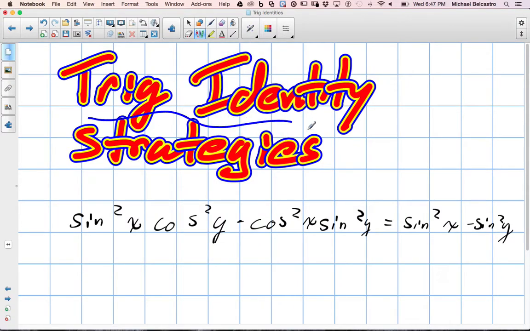Look at trig identities, and we're going to talk about some strategies. So here's our question. Sine squared x times cos squared y minus cos squared x times sine squared y is equal to sine squared x minus sine squared y.